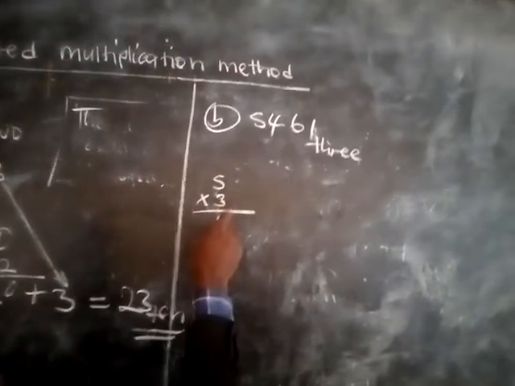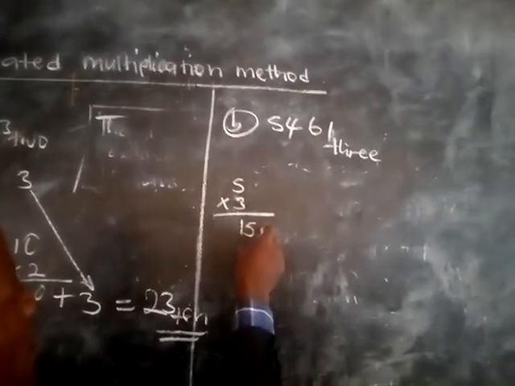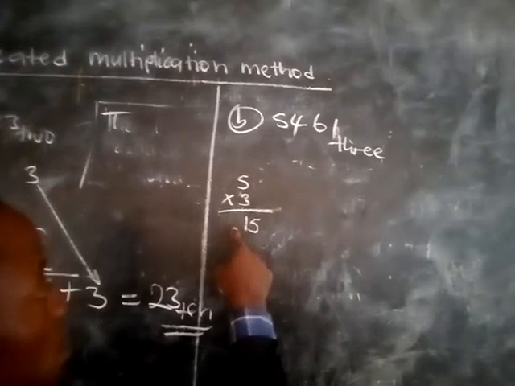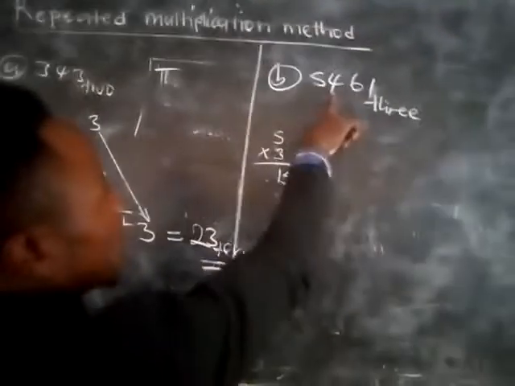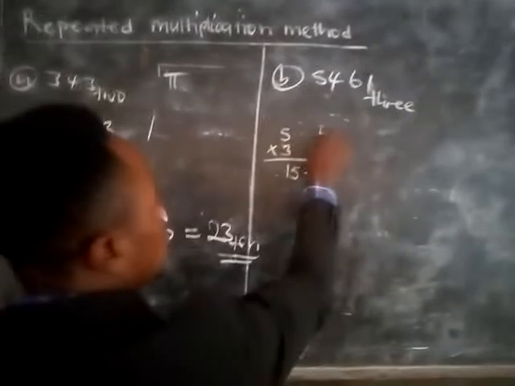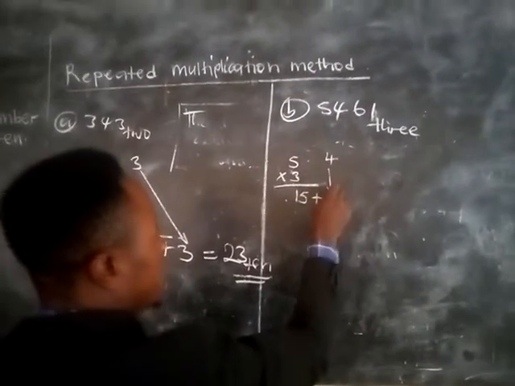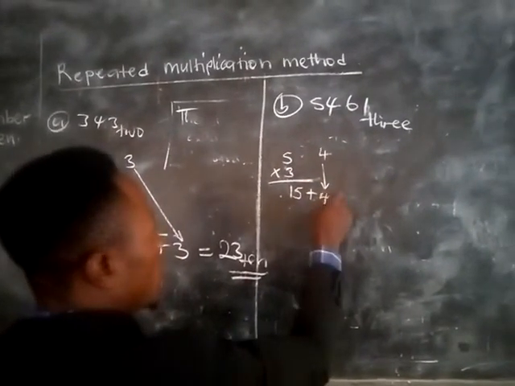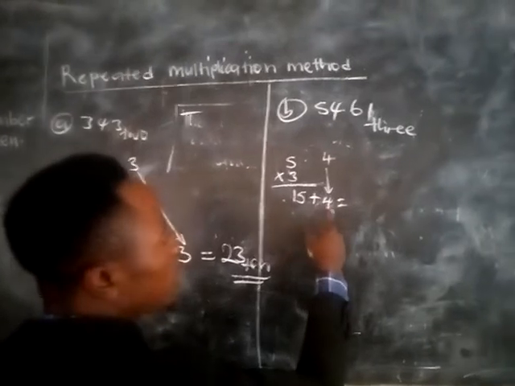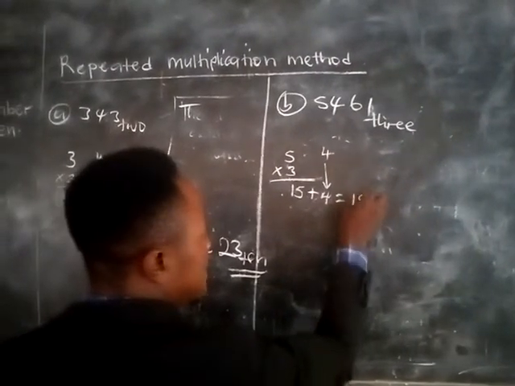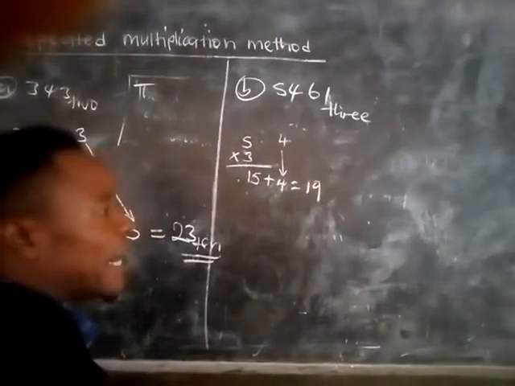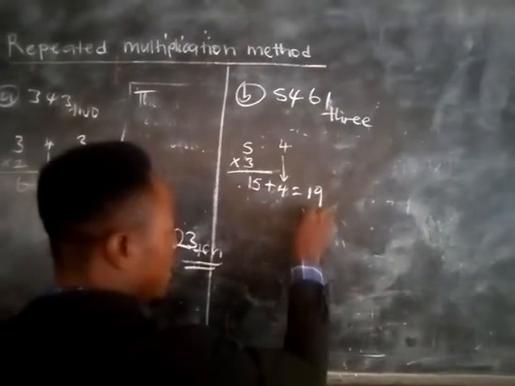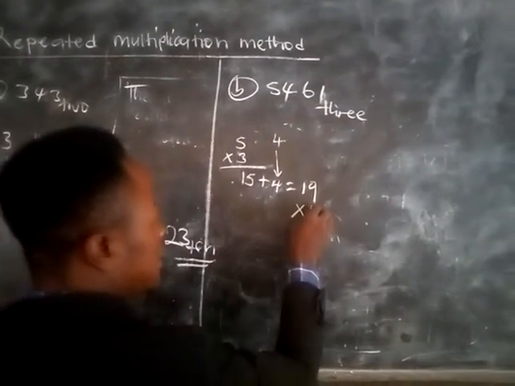So 3 times 5, we have 15. And if you multiply, what do you do? You add. Plus, we now add the 4. 15 plus 4, we have 19. And if you add, you multiply again. Multiply this one by the base, which is 3.